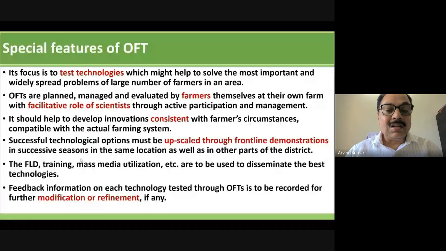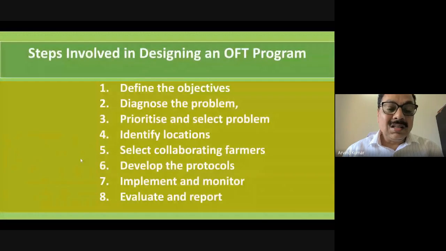So now, what are the steps involved in designing an OFT program? Not necessarily all these steps, maybe more steps if you further break them down. So it is basically guidelines. First of all, you have to define the objectives, then diagnose the problem, then prioritize and select the problem, and identify the locations where you want to test, then select the collaborating farmers, whether he is ready to work with you or not, then develop the protocols for testing the technology, and implement and monitor the OFT, and finally evaluate it.